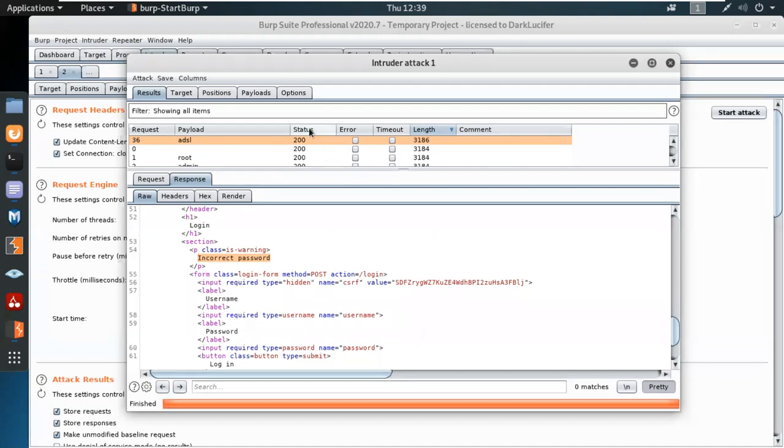First thing first is to check the response code. The response code is an important thing. Let's try to use this username and try to brute force on the password parameter. What will happen? Let's see.